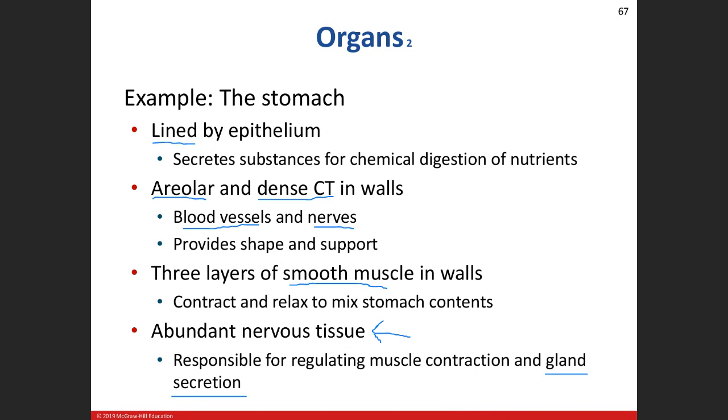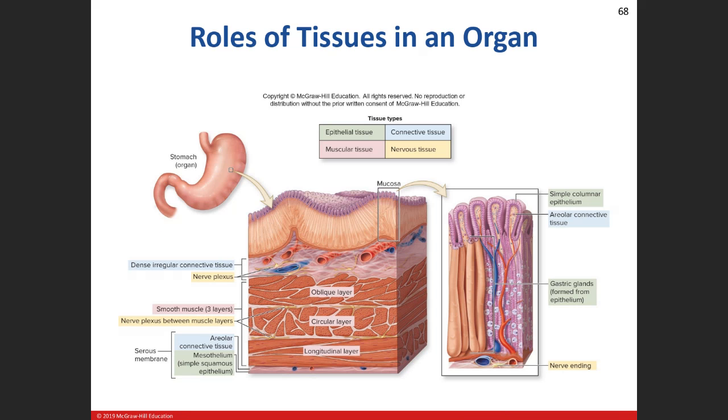Okay, so this is just a great example, and I'll show you a picture here of all four types of tissue in the body that are present in this one organ here. We can see here on the inner layer of your stomach we have epithelial tissue. Then just below that, we have our connective tissue. Here's our loose connective tissue, along with our dense irregular connective tissue. Here we're going to have our blood vessels.